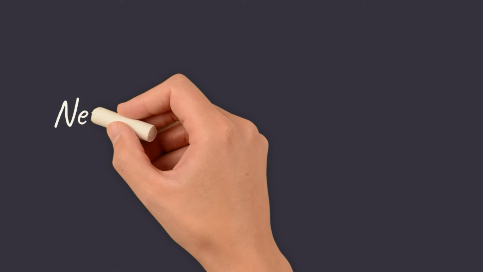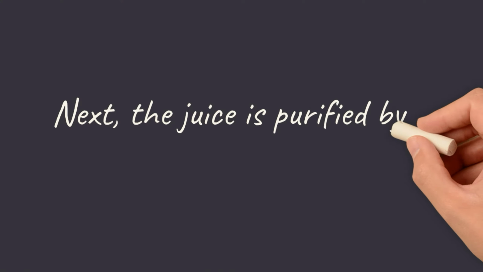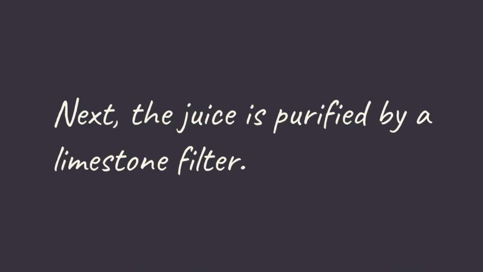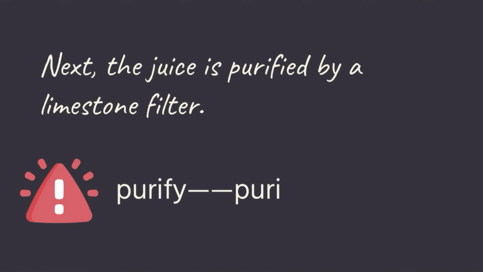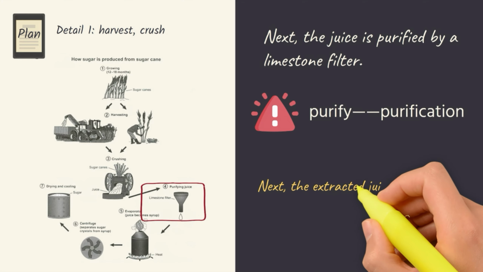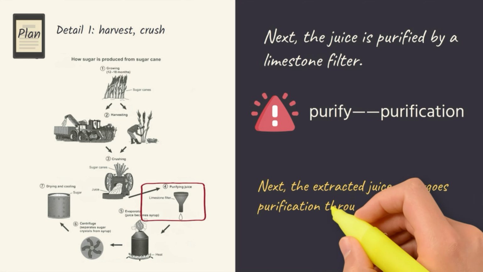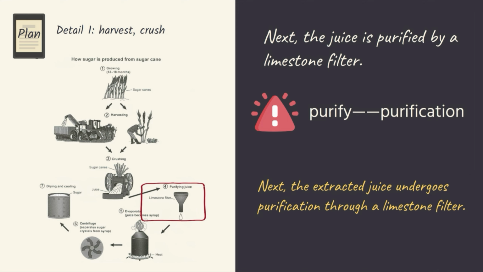For the filtering step, start with the simple sentence. Next, the juice is purified by a limestone filter. According to my plan, this step is meant to be short, so keeping the sentence simple is fine. But if you want to make it more complex, you can change the verb to a noun, resulting in: next, the extracted juice undergoes purification through a limestone filter. This gives you a slightly more sophisticated sentence. Changing the word form is my favorite trick.